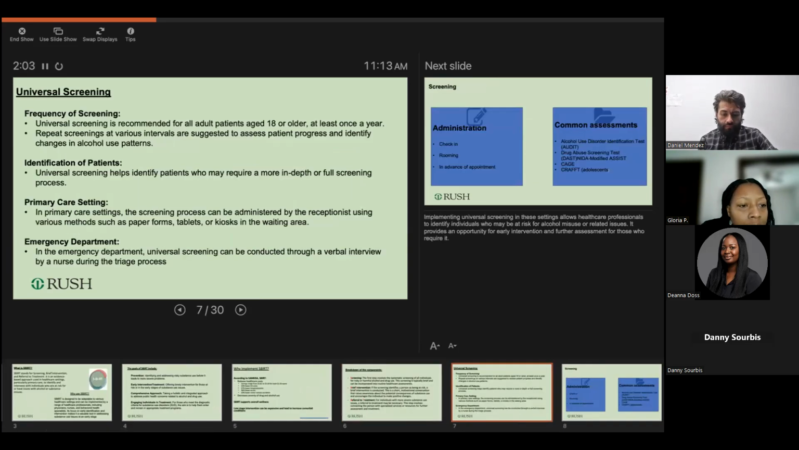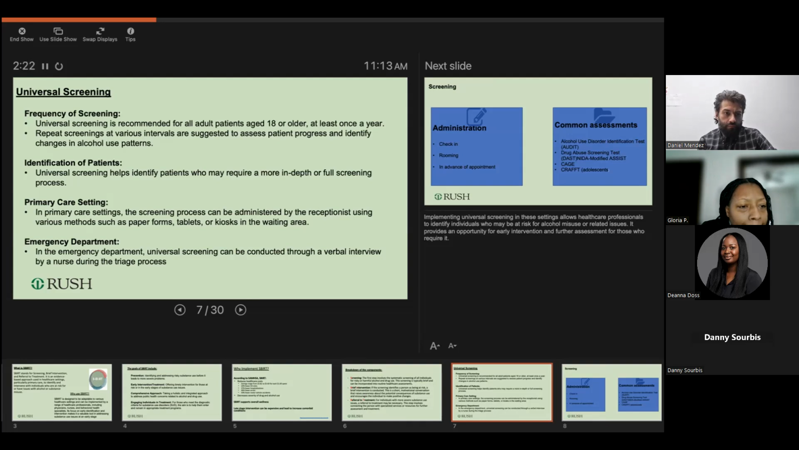So we'll start with universal screening. That is the first. Universal screening is recommended for all adult patients ages 18 or older at least once a year. Repeat screening at various intervals are suggested to assess patients' progress and identify changes in alcohol use patterns.